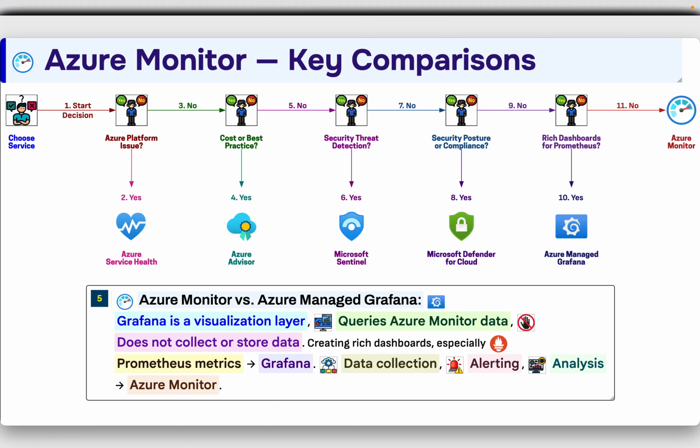Next is Azure Monitor versus Azure Managed Grafana. Azure Managed Grafana is a visualization layer that queries Azure Monitor data. It does not collect or store data itself. For creating rich dashboards, especially for Prometheus metrics, the answer is Grafana. For data collection, alerting, or analysis, the answer is Azure Monitor.